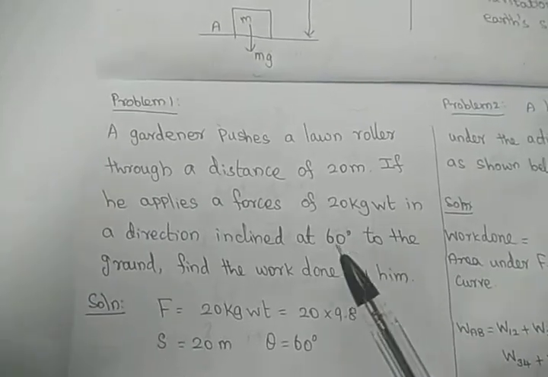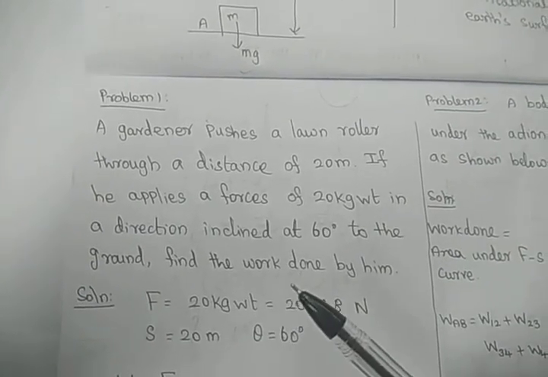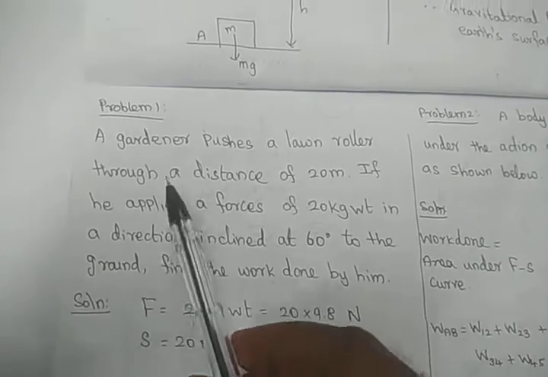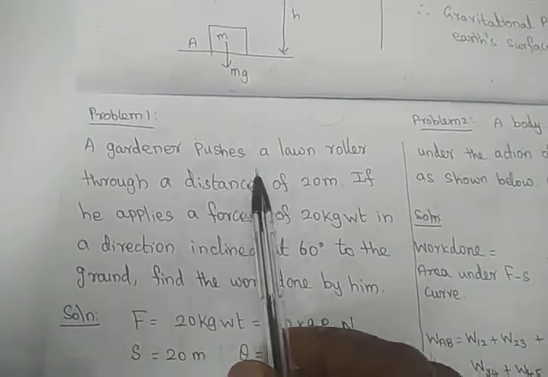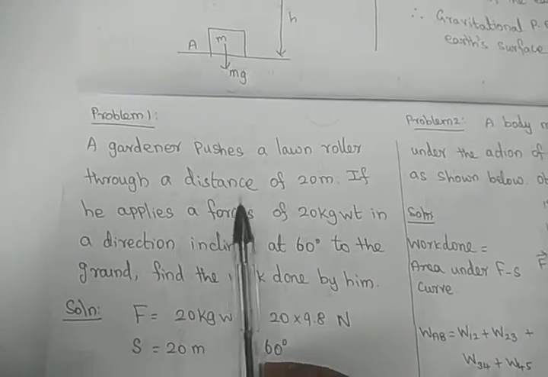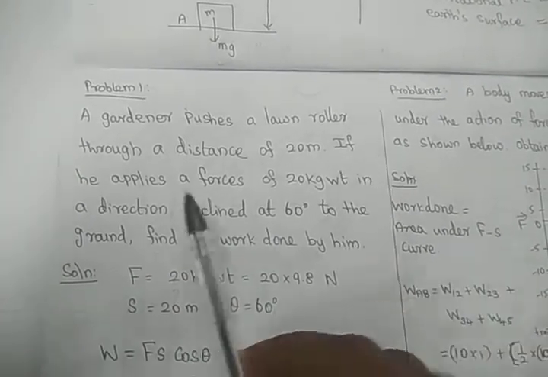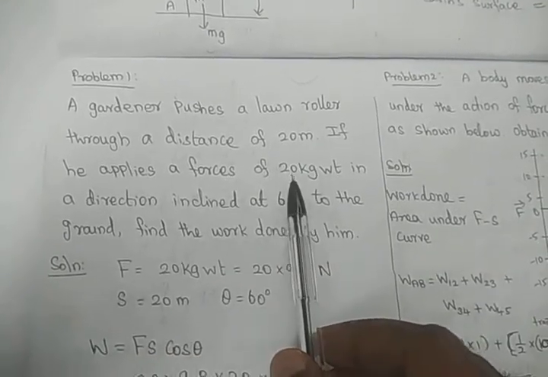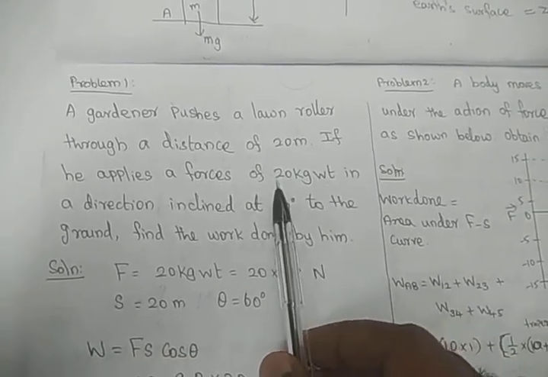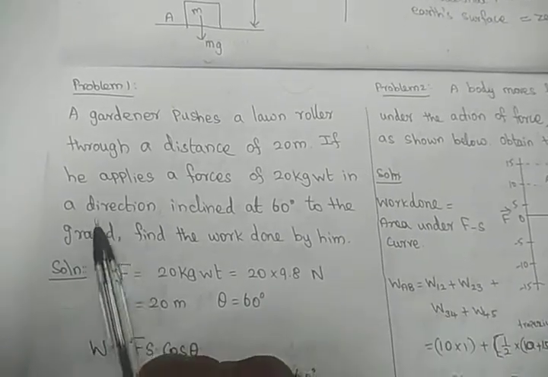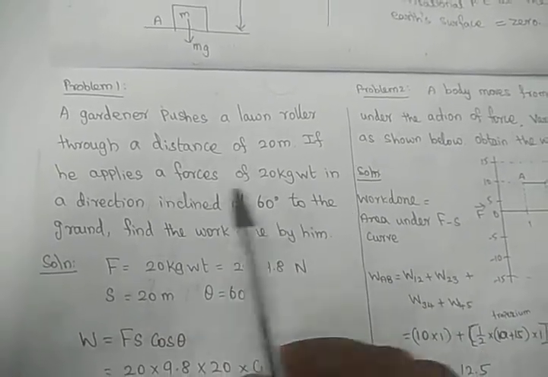Students, now we are going to see some problems based on work and the kinetic energy of the body. Problem 1. A gardener pushes a lawn roller through a distance of 20 meter. That is, S is given as 20 meter. If he applies a force of 20 kilogram weight, that is kgf, kilogram force, in the direction inclined at 60 degree to the ground.